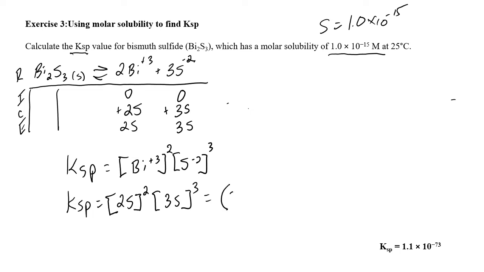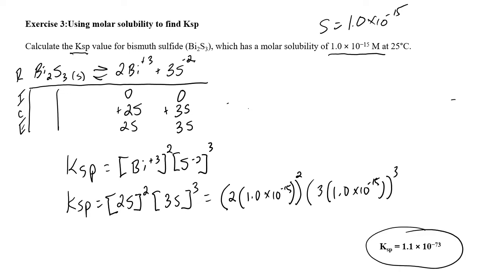It's going to be 2 times the S value, all of that squared, times 3S, all that cubed. Then on your calculator you get 1.1 times 10 to the negative 73rd. That's a small number.